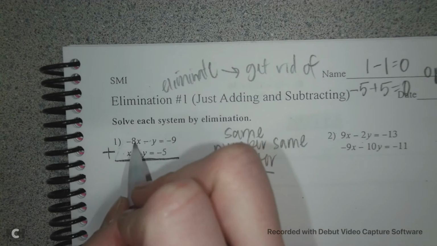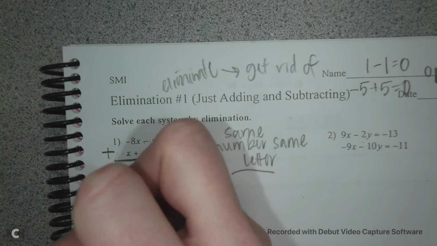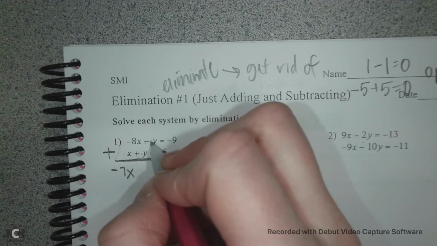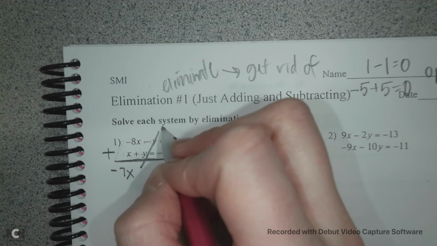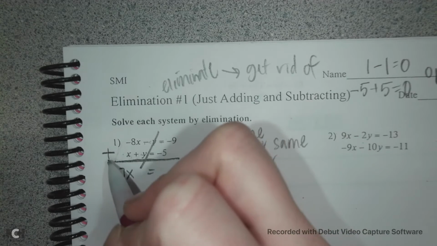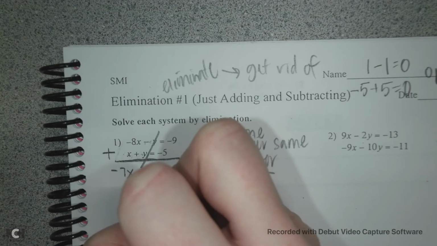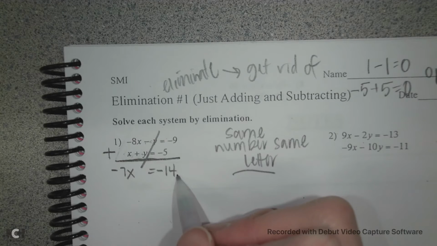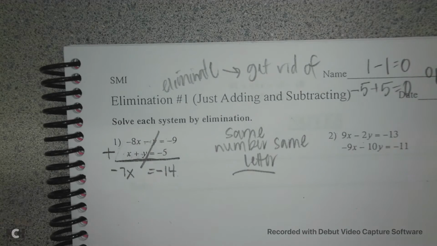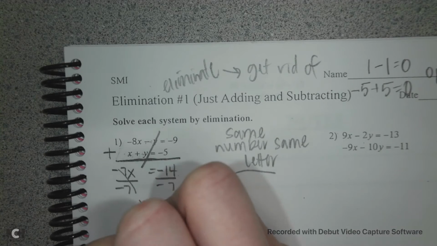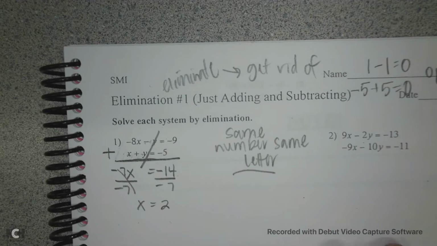Anyways, -8x plus 1 more x is -7x. 1y minus y is 0, so I've eliminated this letter. And then -9 plus -5 is -14. So now we have -7x equals -14. Now we got to get that variable by itself, so we're going to divide each side by -7, and x is 2. So now we already have half of our solution.